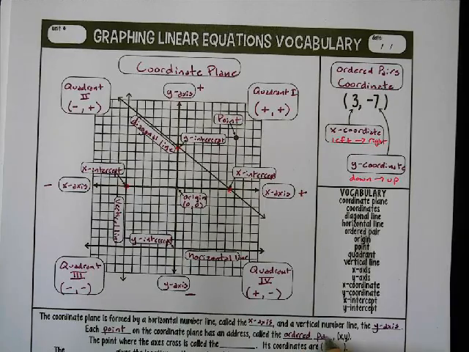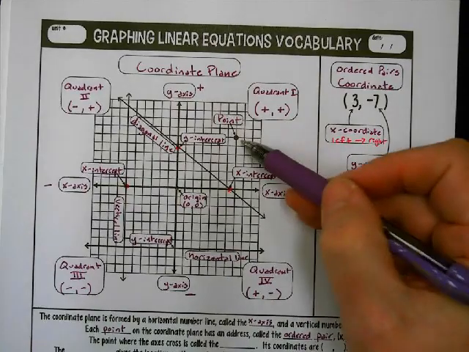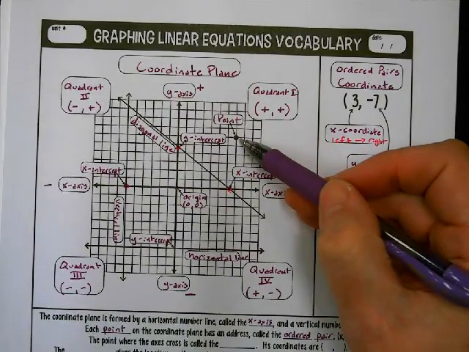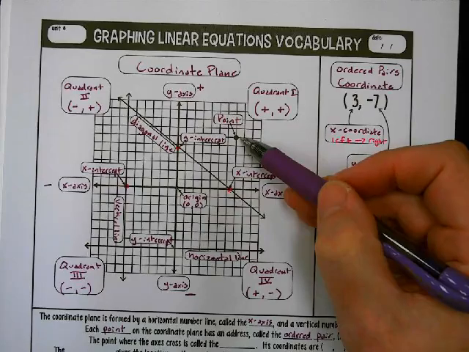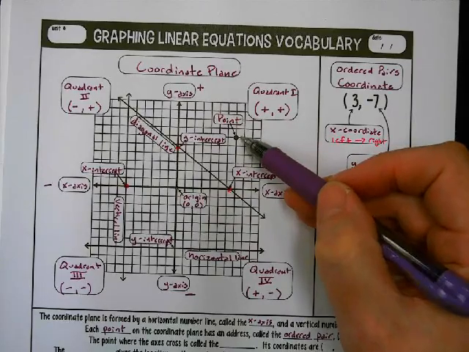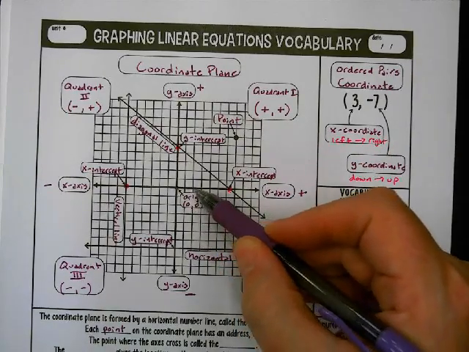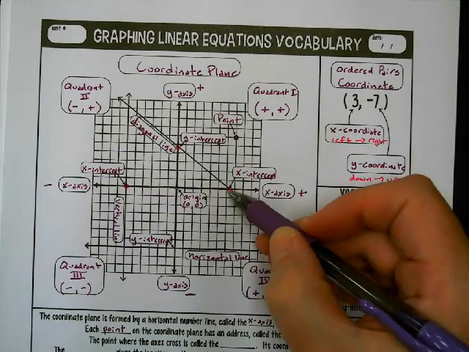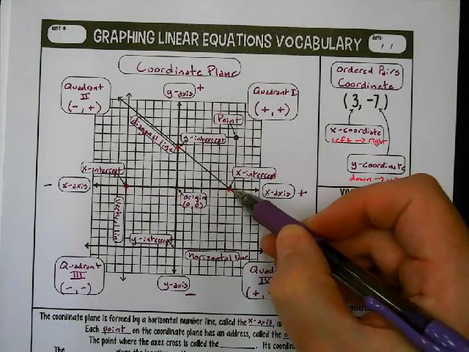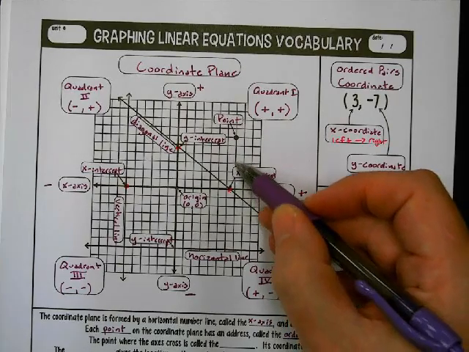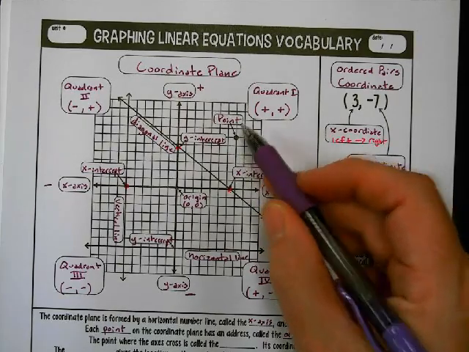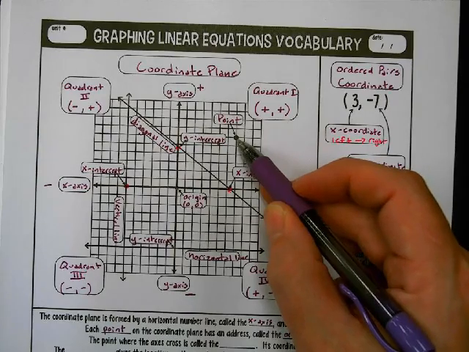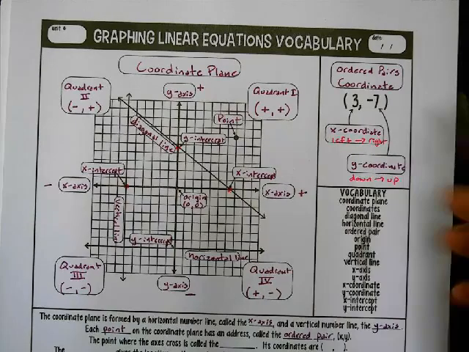Which has an x and then a y. So here we've got this point back here. This point has an address. We would always state the x first, and you can just count 1, 2, 3, 4, 5, 6, 7. So we went 7 to the right, and then up 1, 2, 3, 4, 5, 6. So this point has an address called the ordered pair, and this is (7, 6), that point right there.